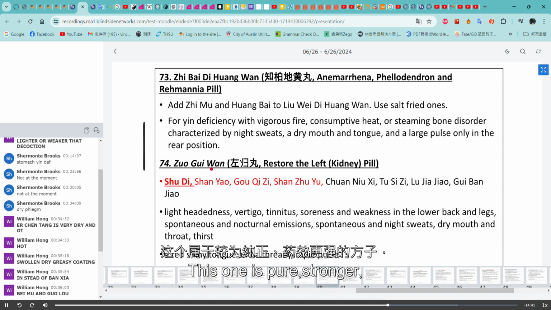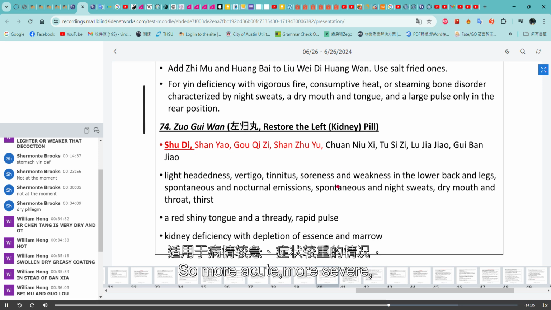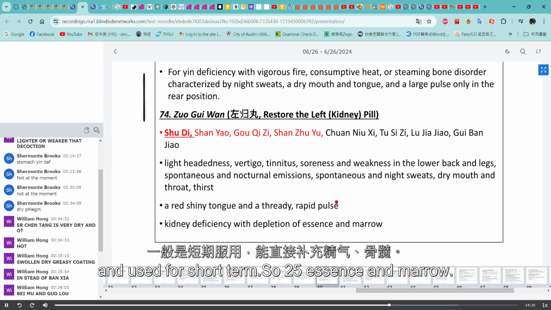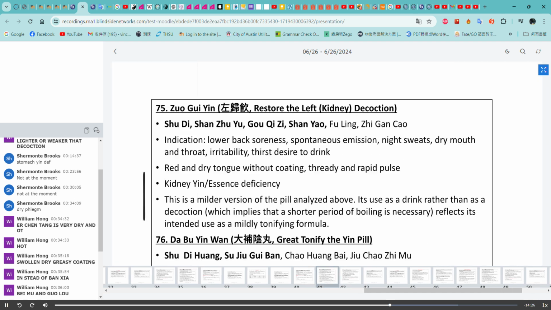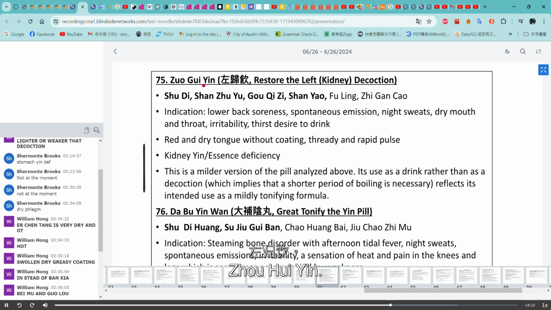Juhui wan is purer and stronger, used with animal products, so more acute, more severe, and used for short term. It nourishes essence and marrow, not just the yin. Juhui yin is a drink, lighter. So basically a similar thing, but for a less severe condition.